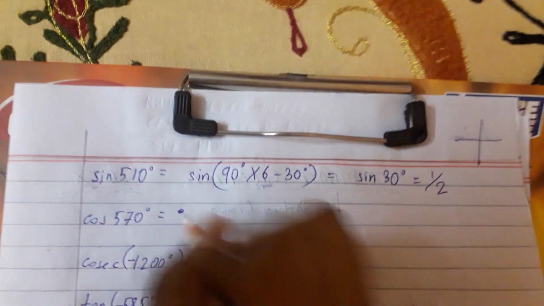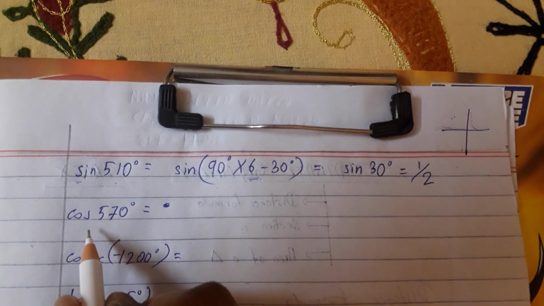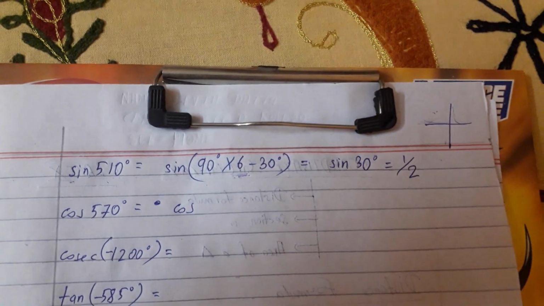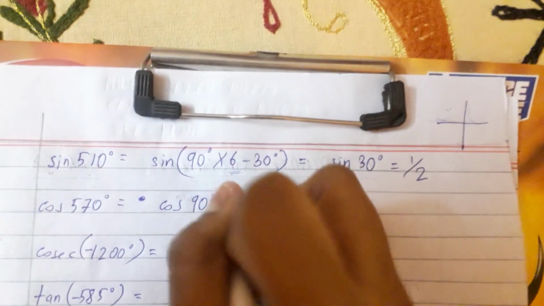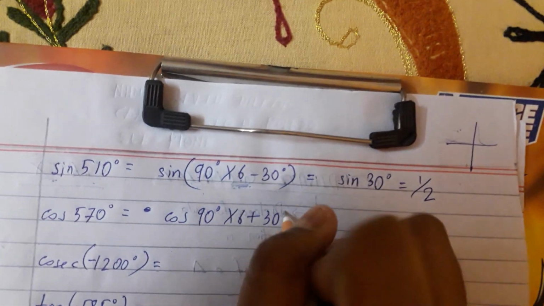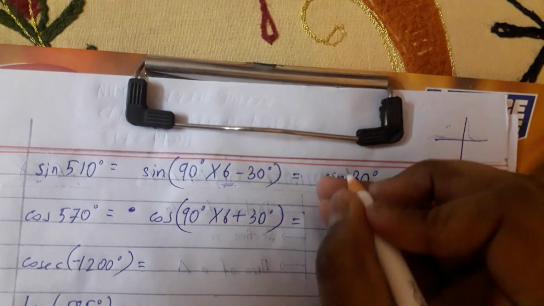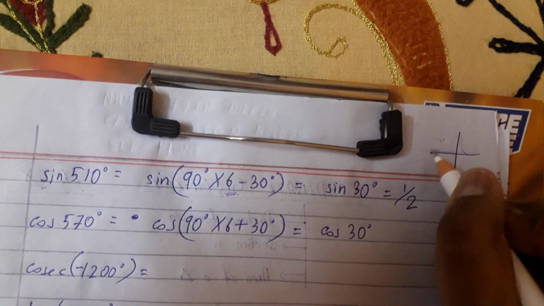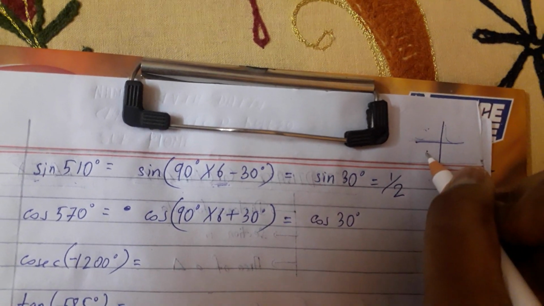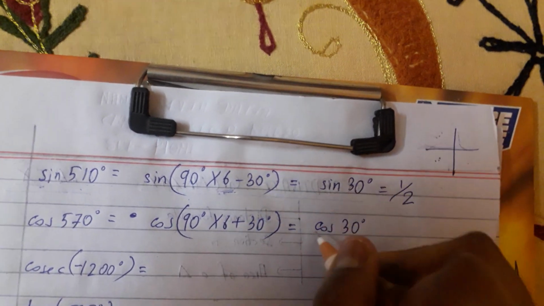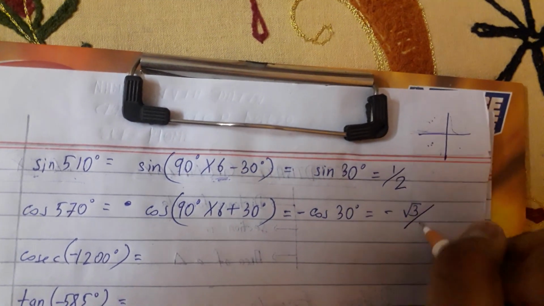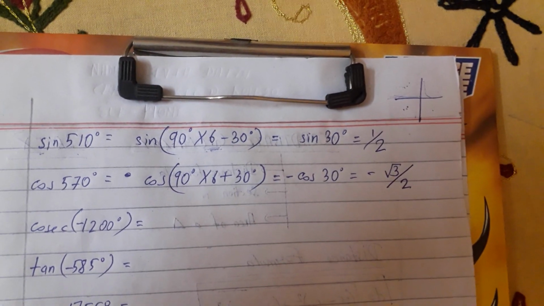Similarly, here it is given cos 570 degree. Here also you can write it as 90 into 6 plus 30 degree. Since 90 into 6 is given, the function will be the same, cos 30, and 90 into 6 plus means the third quadrant, all sine tan cos. So here the sign will be negative and the answer will be minus root 3 by 2. In this way you have to solve.